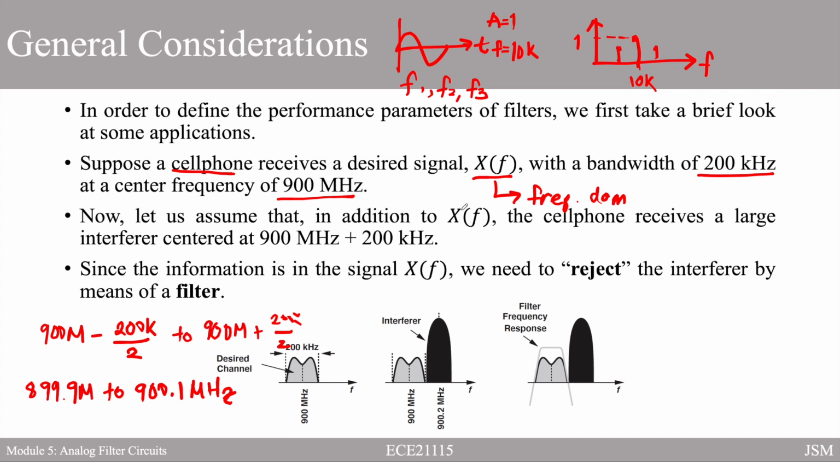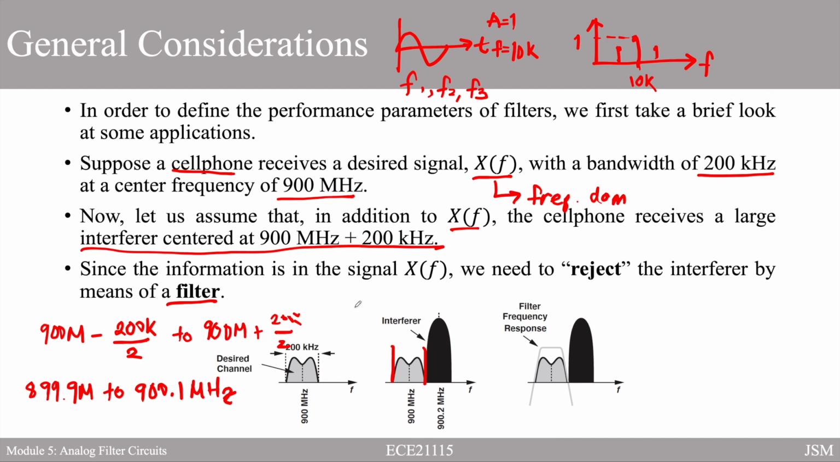So let's assume that in addition to X of f, a cell phone also receives a large interferer centered at 900 MHz plus 200 kHz, as we can observe in this diagram po. So since ang ating information is from this frequency to this frequency lang, ibig sabihin kailangan kunin natin tong signal na to and i-reject itong interferer na to. So we can reject that interferer signal by means of a filter.